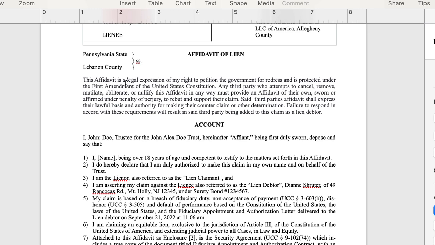Let's read it. Let's read the first part. This affidavit is a legal expression of my right to petition the government for redress and is protected under the First Amendment of the United States Constitution. Any third party who attempts to cancel, remove, mutilate, obliterate, or nullify this affidavit in any way must provide an affidavit of their own, sworn or affirmed under penalty of perjury, to rebut and support their claim. Said third party's affidavit shall express their lawful basis and authority for making their counterclaim or other determination. Failure to respond in accord with the requirements will result in said third party being added to this claim as a lien debtor. Right? They get added right up here.